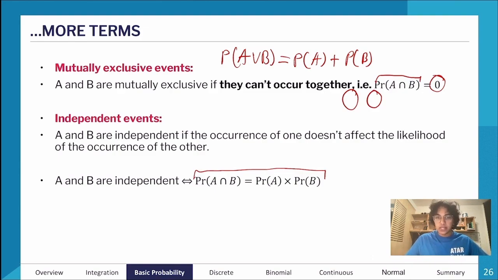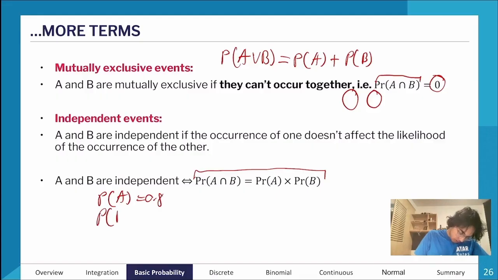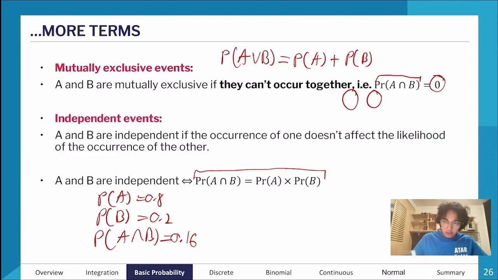And maybe they'll also tell you the probability of an intersection. So for example, the probability of A is 0.8, the probability of B is 0.2, and their intersection, A intersection B, is equal to 0.16. The way you'd prove these two are independent events is you'd throw it into this equation. You'd have to show that A intersection B is equal to these two multiplied, 0.8 times 0.2, which it is. So in this case, A and B are independent.